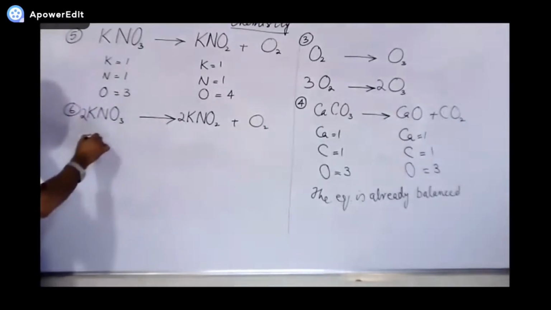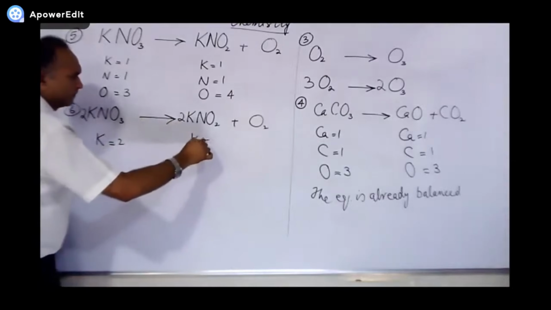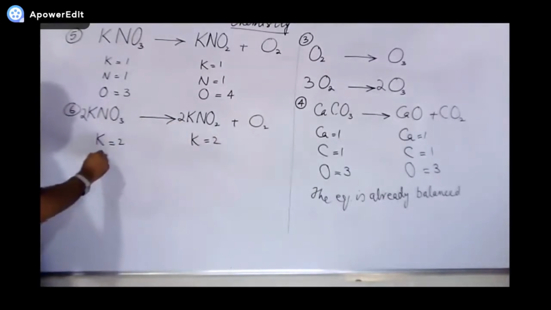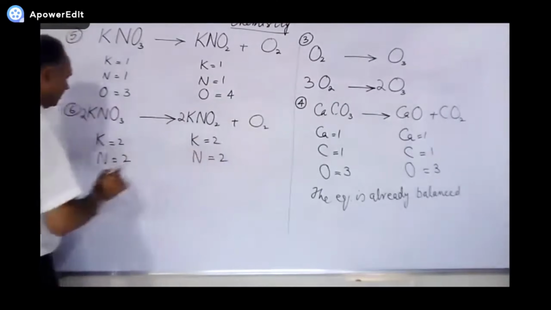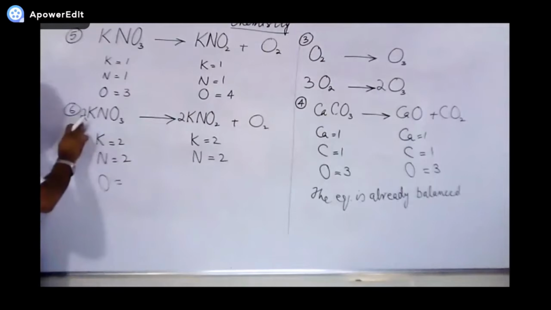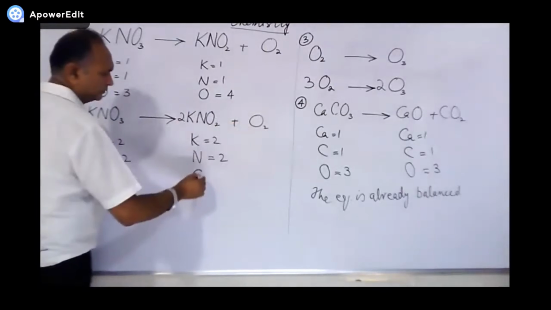Okay. So what is the situation now? Potassium 2, potassium 2, nitrogen 2, nitrogen 2, oxygens 2 3s are 6, 2 3s are 6.